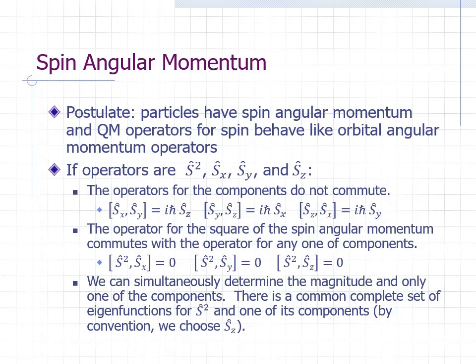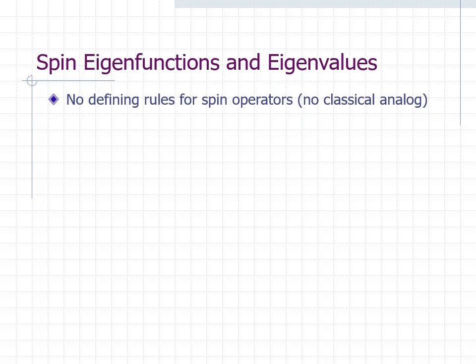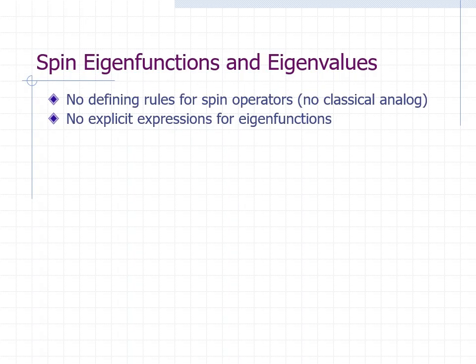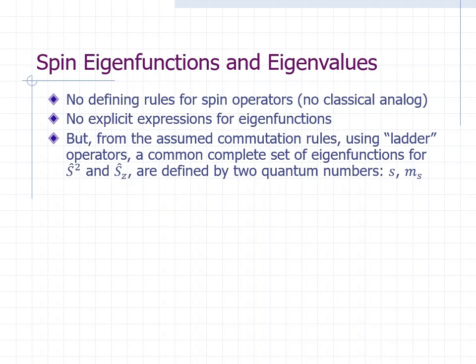Just like for orbital angular momentum, we choose a common complete set of eigenfunctions for the S squared and S sub z operators. We do not have defining rules for the spin angular momentum operators, since spin has no classical analog. We also cannot derive an explicit mathematical expression for the eigenfunctions. However, starting from the assumed commutation relations and using a mathematical technique involving what are known as ladder operators, we can show that two quantum numbers, s and m sub s, are needed to define a complete set of common eigenfunctions for the S squared and S sub z operators.